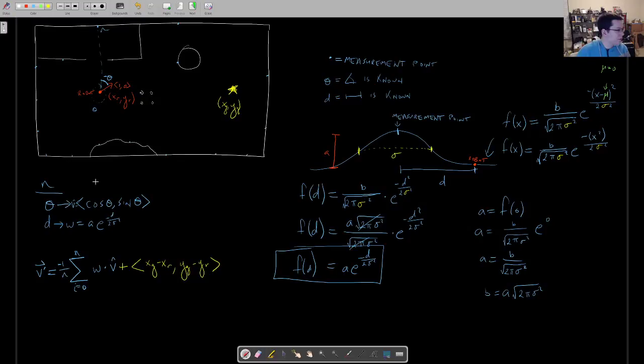This term, so back up. This term, avoid obstacles. This term, move toward goal or waypoint.